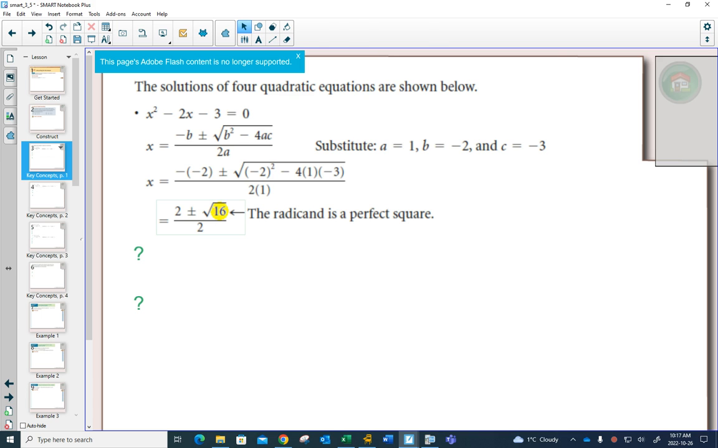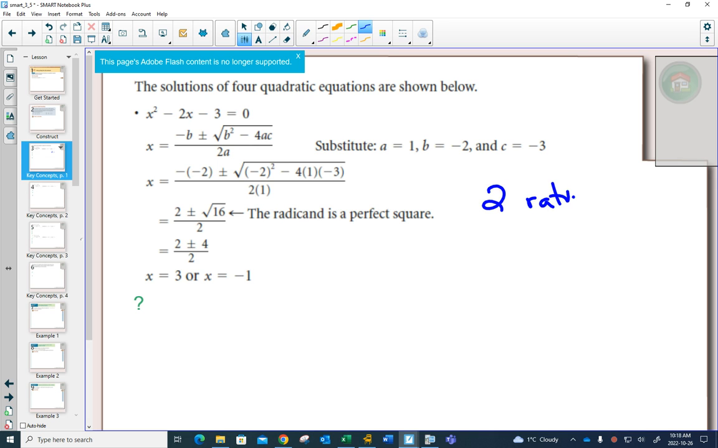Okay? And if this number inside is a perfect square, like 16 is, then it will simplify nicely to nice numbers, which means this one could have been factored. But off to the side, beside this one, we're going to write two rational roots.